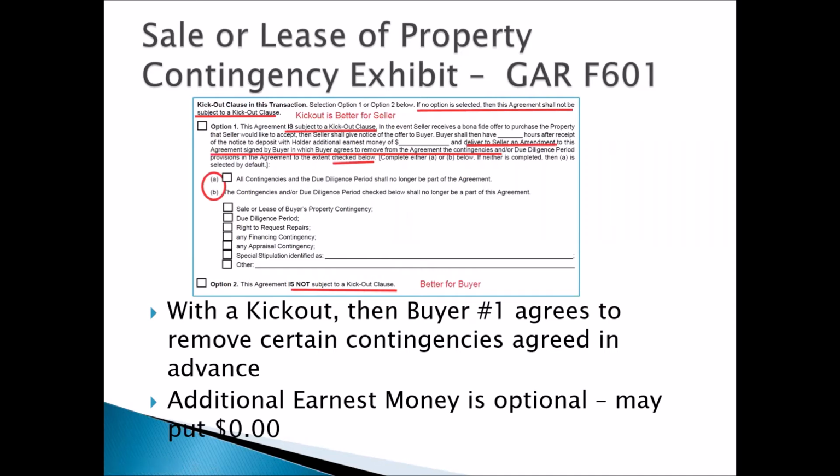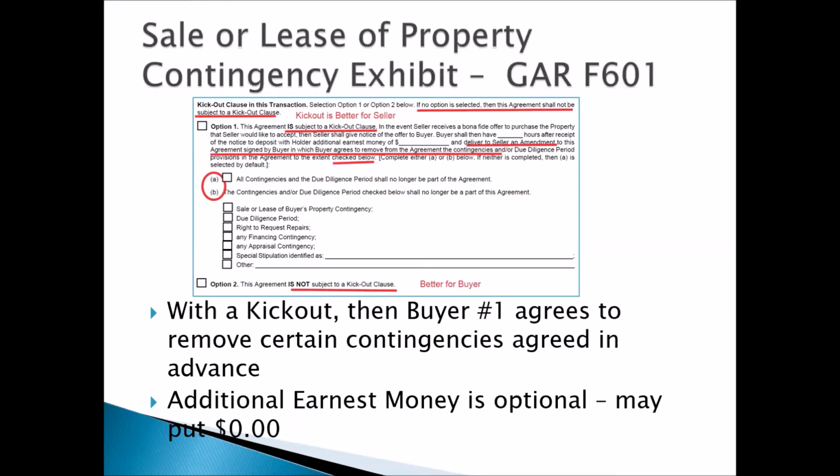So if the contract is subject to a kickout, then up here you fill in the number of hours, and you can negotiate for additional earnest money or not. So basically, the seller gets an offer, or in what I suggest, has negotiated and goes binding with a backup clause with buyer number 2. Then you go to buyer number 1 and you say, okay, buyer number 1, you have 48 hours, 72 hours, 24 hours, whatever number gets negotiated here, after you get that notice that I want to kick you out, to let me know if you are going to go through with the contract or if you're going to terminate and get your earnest money back.